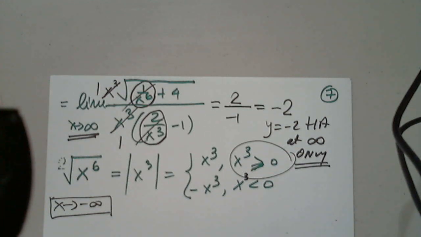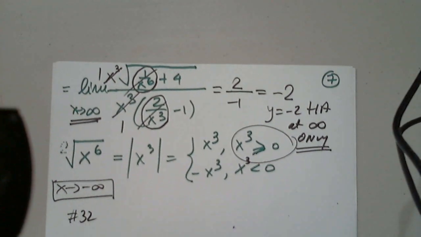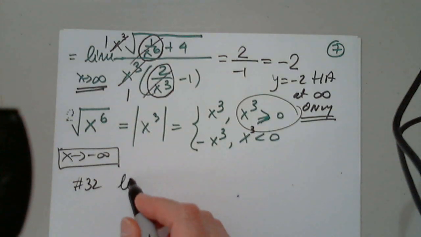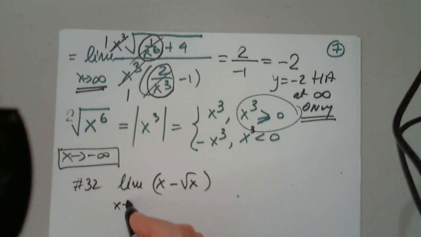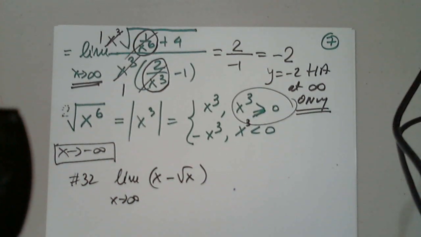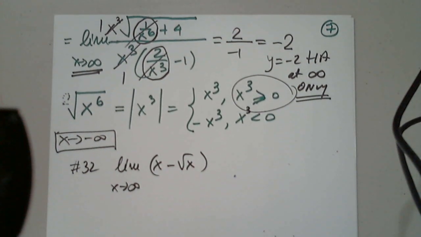Okay, I want to look at 2 more. So let's look at 32. In 32, we have the limit of x minus the square root of x as x approaches infinity. Okay, we're asked to determine this limit.